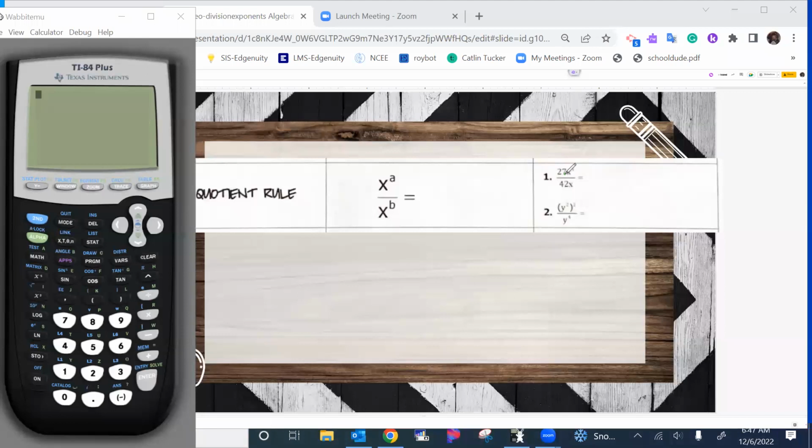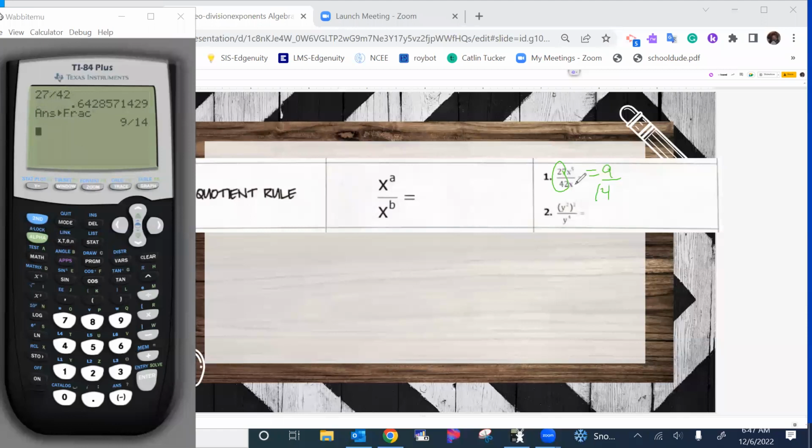So I have this 27 divided by 42. So if you get your calculators and you put in 27 divided by 42, you get this decimal. If we turn it back into a fraction, we get this 9/14. So that will tell us exactly what that simplifies to.